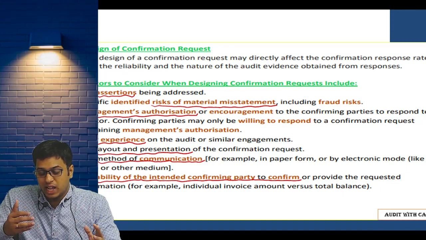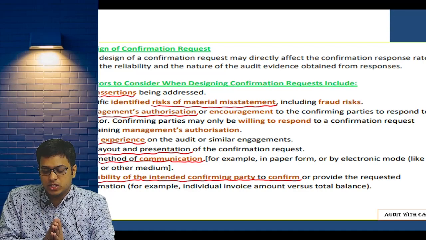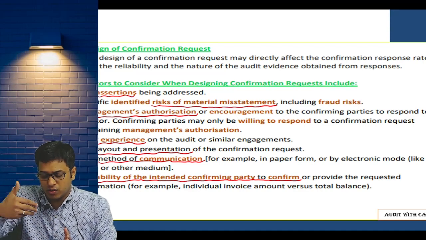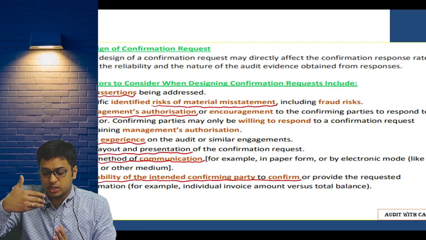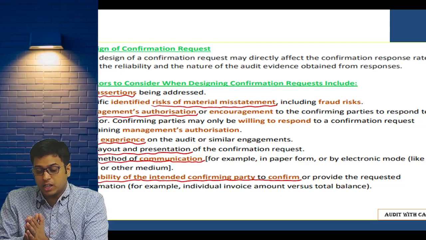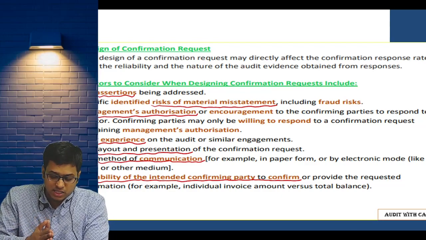Auditor will look at the layout and presentation with which he has to take the confirmation. He has to send the confirmation request. Auditor will look at the method of communication, कि अपन को किस तरीके से कम्युनिकेट करना है.